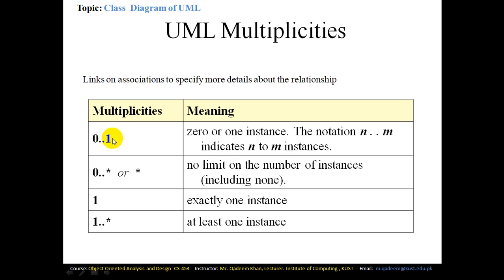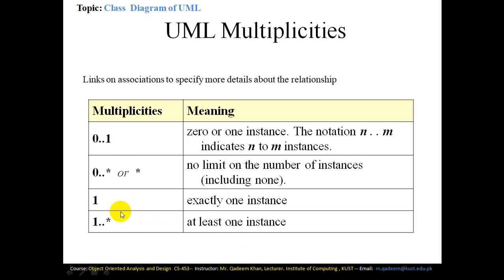So here 0 to 1 means 0 or 1 instances. If we have the label 0 to 1, that means 0 or 1 but not more than 1 and cannot be less than 0. And also 0 to star, or just star, means that there is no limit on the number of instances, including none. Including none means 0, and star means multiple instances, no limits on the instances. Just star means 0 or multiple. 1 means exactly 1 instance, only 1 instance. 1 to star means at least 1 instance. So 1 or more, so that is at least 1 instance in the class diagram.